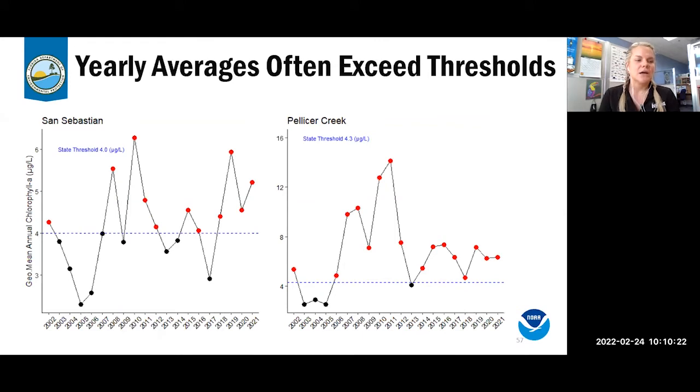When the state conducts their assessments of Florida water bodies, many of the criteria are based upon an annual geometric mean. And so looking at the annual geometric means for both of these 2 sites, we do see that the sites quite often exceed the state threshold over the past 19 years. Again, both of these sites are located within water bodies that are impaired for chlorophyll.